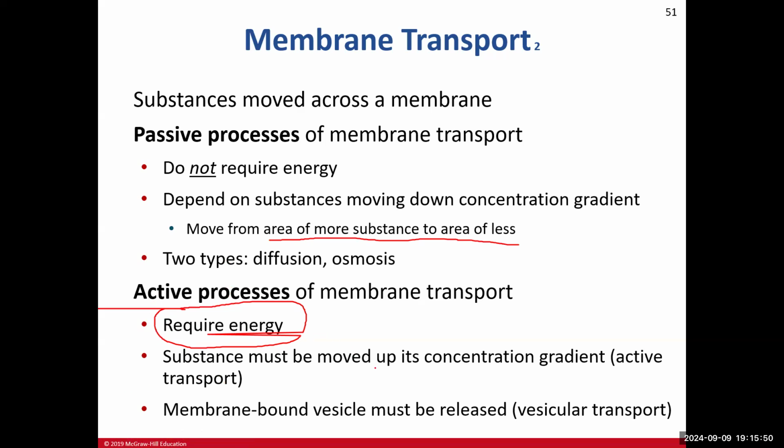And so what does that mean? That means we're going to move a substance from an area where there's not a lot of it into an area where there is a lot of it. Right? So we're going to move it up its concentration gradient. And a lot of times we're going to be using those membrane-bound vesicles that we just learned about. Remember, we talked about transport vesicles and secretory vesicles. We're going to use some sort of bubble, some sort of membrane, and we're going to use it to move some of this material around.